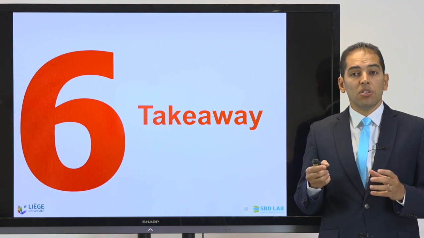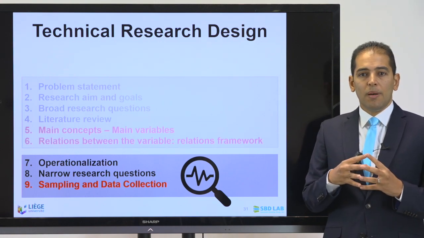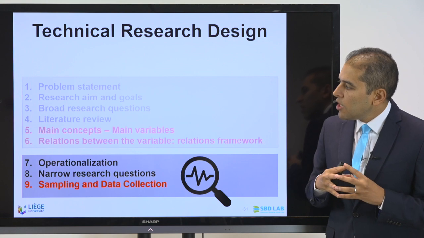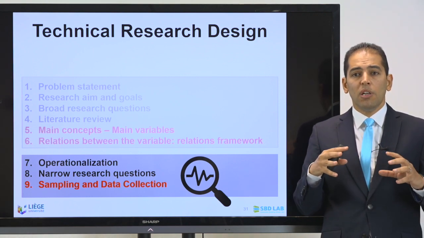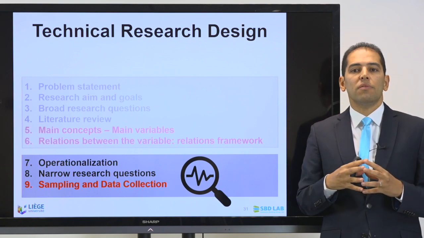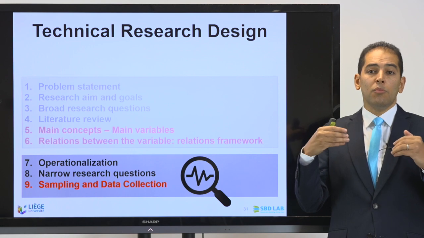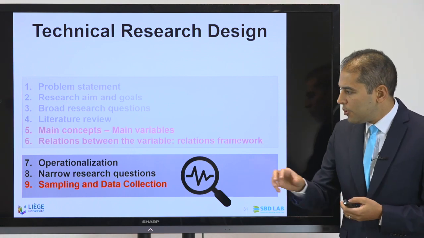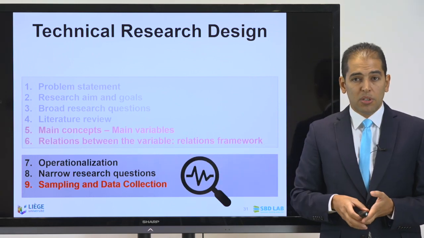Some takeaway messages before I leave you. Operationalization is a very important step. It comes after we have defined our research questions and our literature review, and we already have some concepts and variables we are working on, and a theoretical relation framework for our study. Now it's time to operationalize in order to come up with the final specific research question and start the data collection. So operationalization is positioned in step number 7.